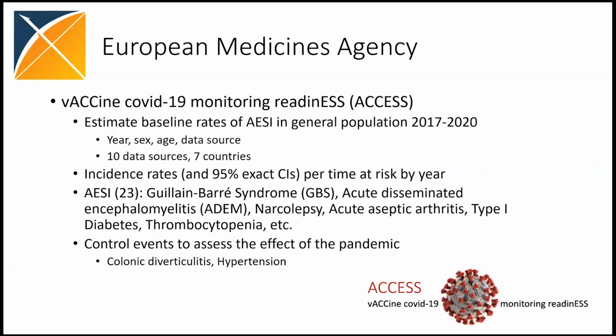The EMA is looking at 23 outcomes. Some of them are named here: Guillain-Barré, acute disseminated encephalomyelitis, etc. And they picked two control events, colonic diverticulitis and hypertension, as controls to assess the effect. Here's one of the problems. If I look at my baseline rates for outcomes before COVID and compare to vaccination, it confounds the fact that now, with COVID here, people aren't going to their physician as often as they might have. So maybe the rates are dropping, not because they really dropped, but just because people aren't showing up at the doctor's office. So we want to control for that.